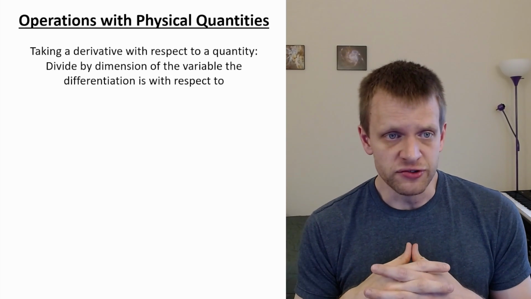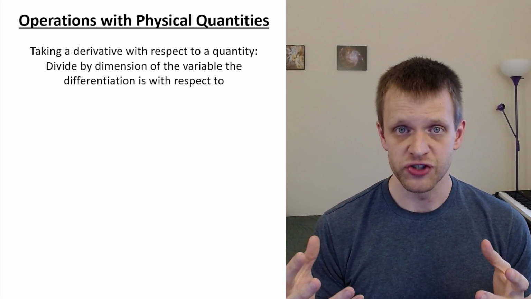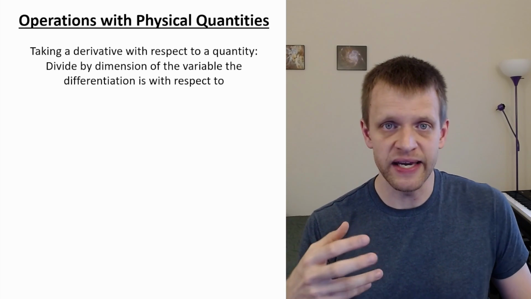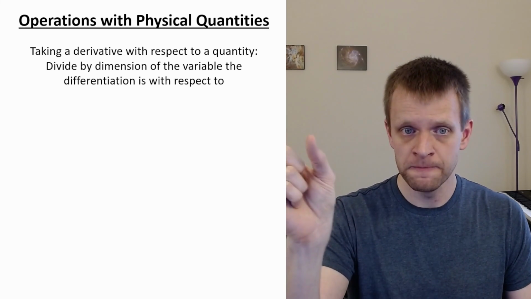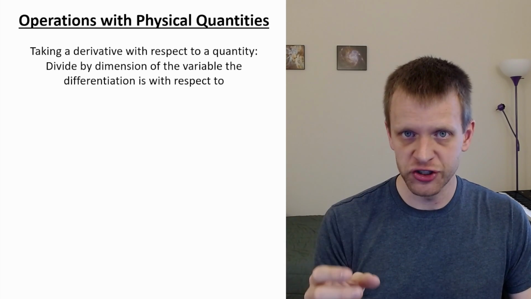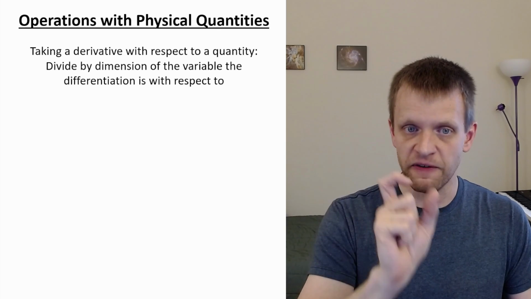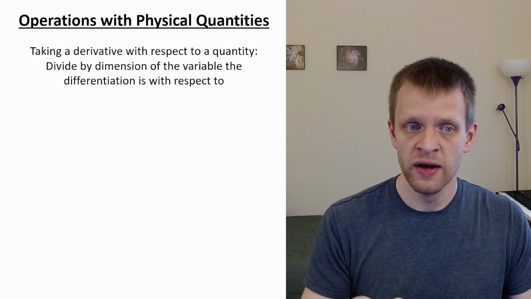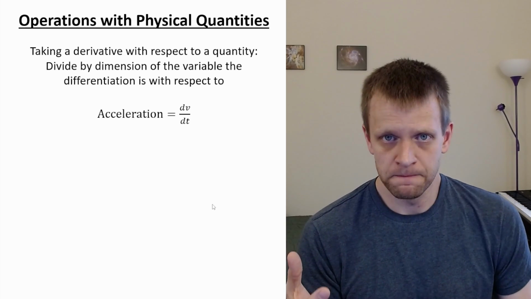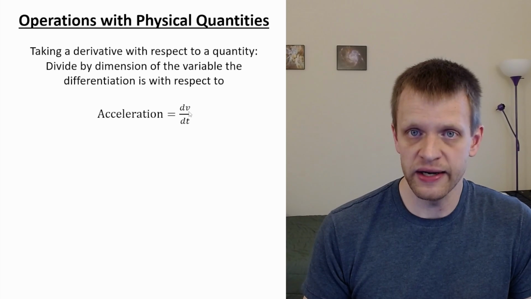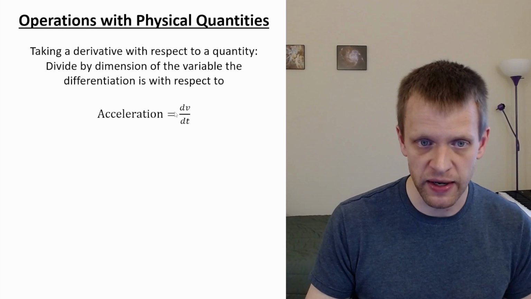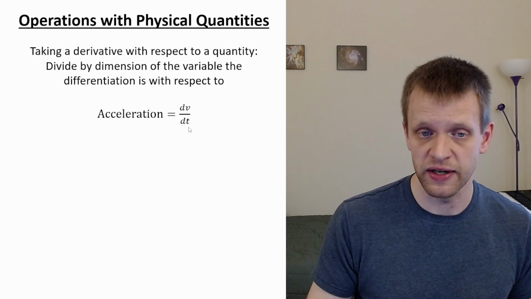For other kinds of operations, let's say I'm taking a derivative. This is going to be a little bit of calculus, but we're just looking at this in terms of the units. So let's say I'm taking a derivative of one quantity with respect to another quantity. Well, in that case, I'm going to divide the dimension. I'm going to take that original quantity and divide by the dimension of the variable that the derivative is with respect to. So for example, acceleration. Acceleration is the time derivative of velocity. It's the rate of change of velocity. How is my velocity changing with time?